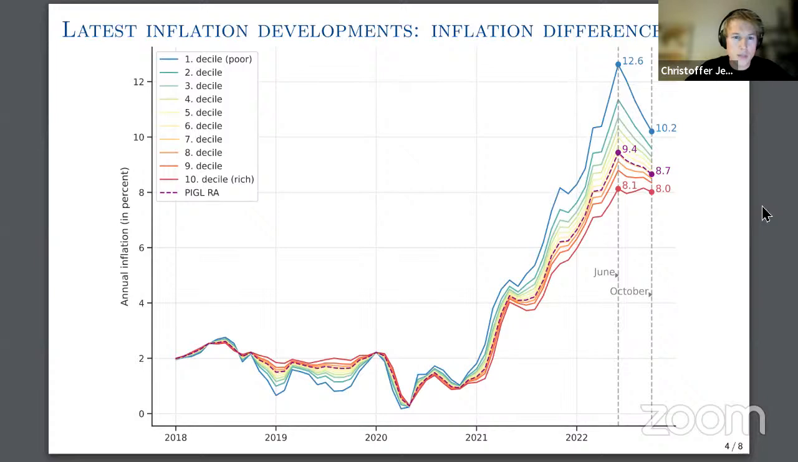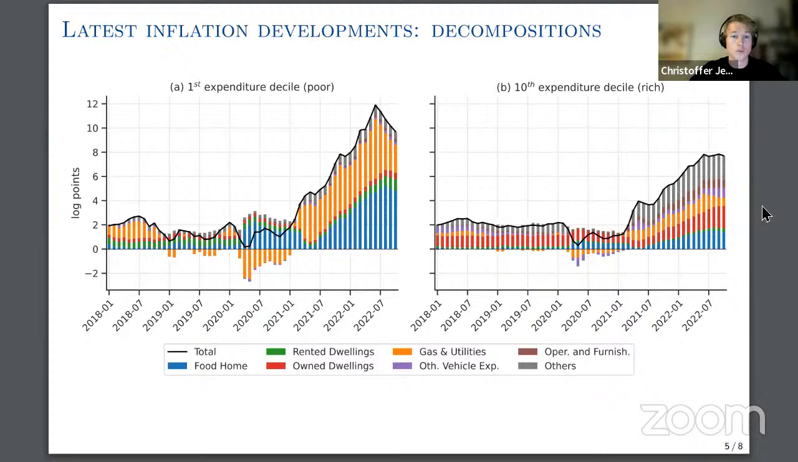In this figure, I show you a decomposition of inflation for the poorest and richest households respectively. And what you see is that the poorest households' inflation has been driven up primarily by increases in prices of food at home, gas, and utilities. And while richer households have also been hit by the increase in these categories, they spend a much smaller share of total expenditures in these categories, and hence they are less exposed to these price increases. Instead, they have a much more dispersed exposure to price increases from different goods.